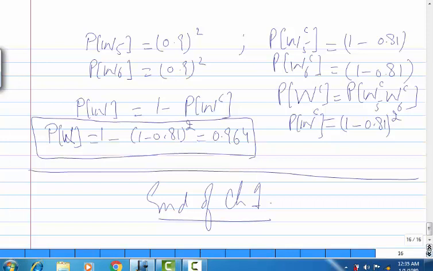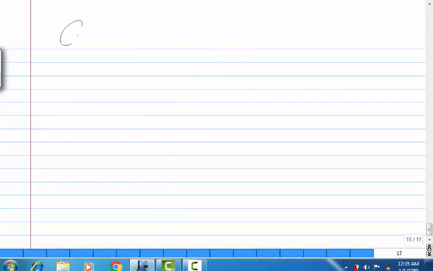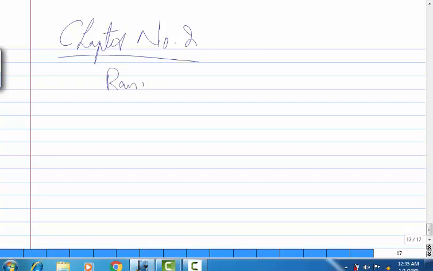So now the chapter number 2 is about random variables. Now, random variables is basically used to have a number that has some random values assigned to it. Okay. So, what we do here, instead of writing the probabilities or outcomes, we assign a random variable to represent the outcomes of the experiment.